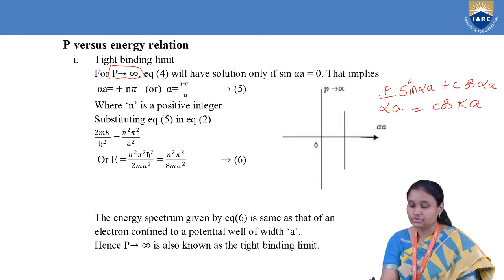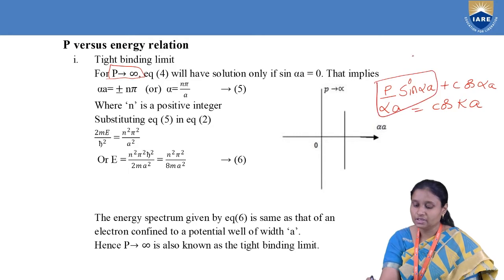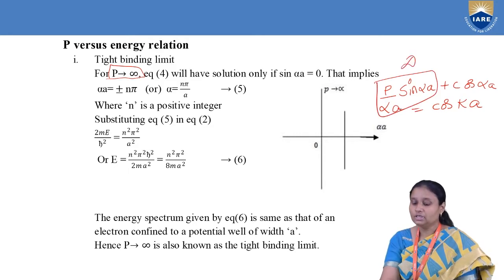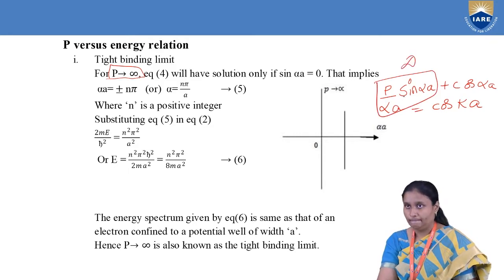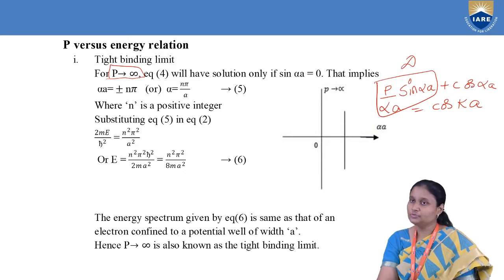When P tends to infinity, this whole term becomes infinity. And if this whole term becomes infinity, then infinity plus cos, which has to be between +1 and -1, means the whole left hand side will become infinity. How is it possible, since on the right hand side again we have cos? How is it possible to have cos to be infinity?